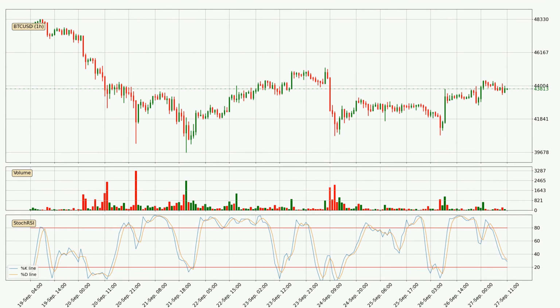Jumping to the hourly Stochastic RSI, the Stochastic RSI currently shows no overbought or oversold conditions, but the %K line is below the %D line, which means the current trend is on the downside.